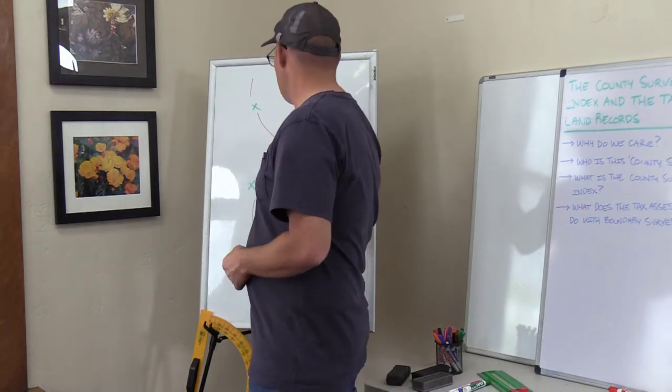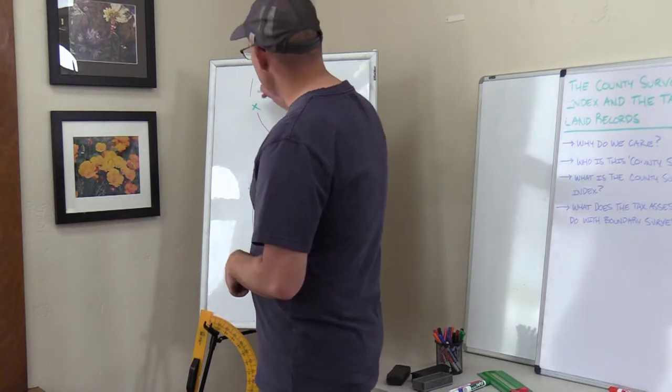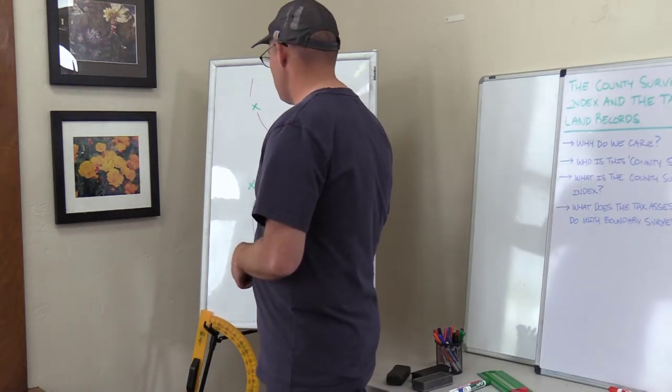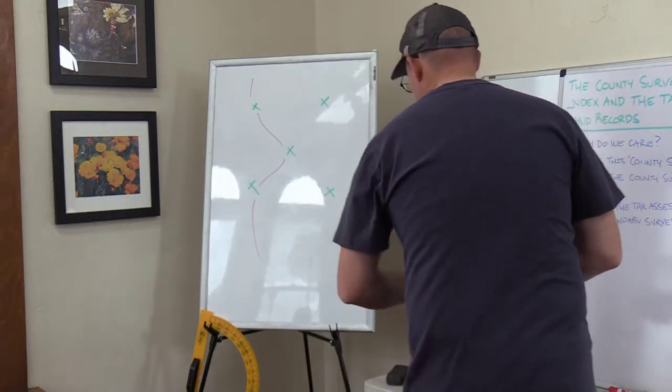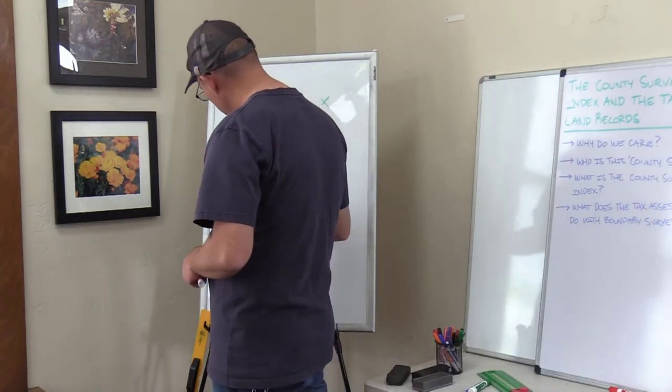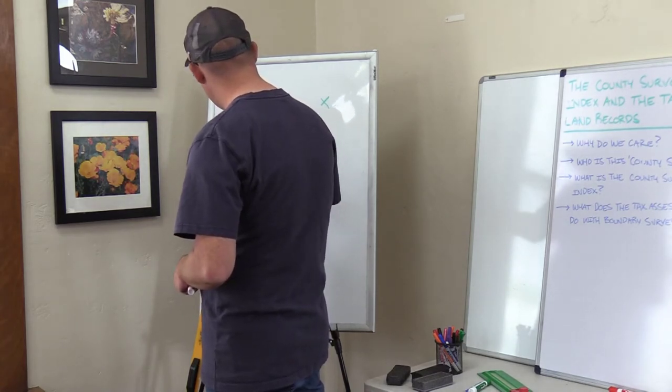Okay, so we've got five shots here. Let's say this is a bluff right here. This pink line is a bluff. So the slope goes down, down like this.